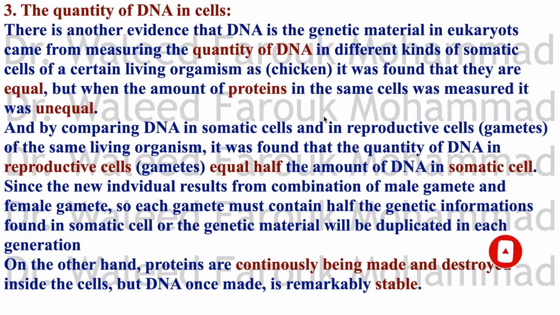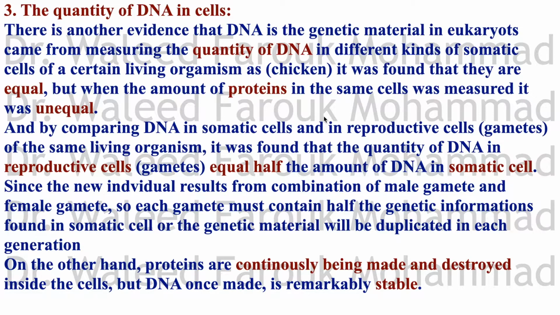They measured the quantity of DNA in different kinds of somatic cells and reproductive cells, and they compared them. Also, they measured the amount of proteins. The amount of DNA was equal among cells, but the amount of proteins was unequal.